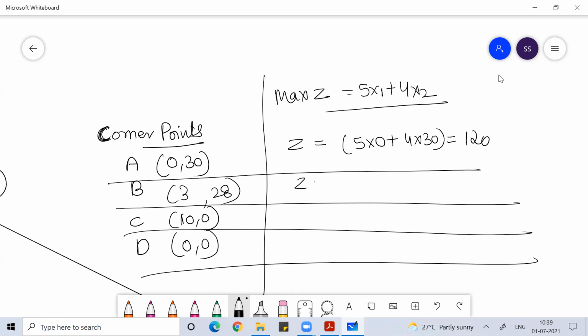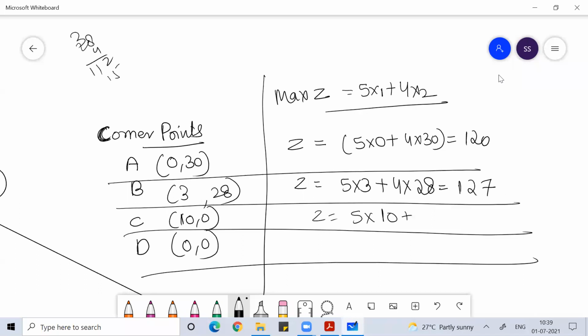At this point the z value you get is 5 into 3 plus 4 into 28. So 28 fours are 112, plus 15, that is 127. And then this is 5 into 10 plus 4 into 0. This would be 50. And then z would be 0.